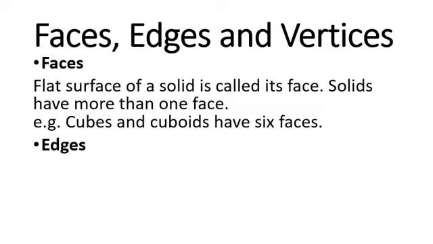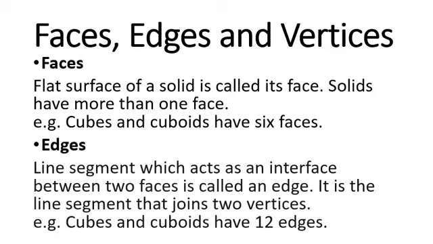Coming to edges. What do you mean by edges? A line segment which acts as an interface between two faces is called an edge. It is the line segment that joins two vertices. For example, cubes and cuboids have 12 edges.